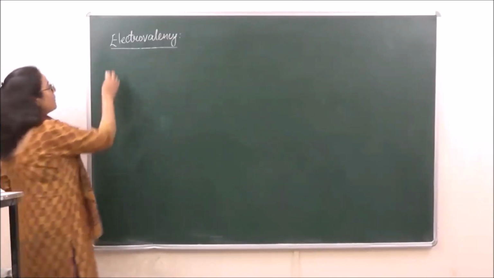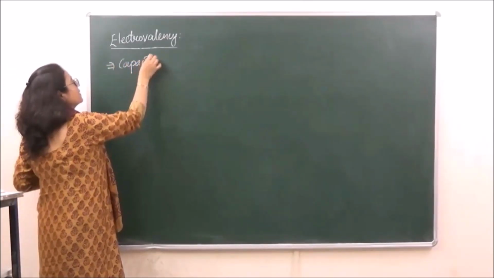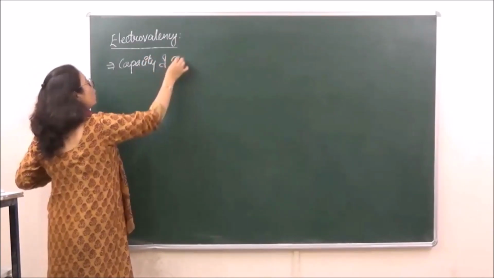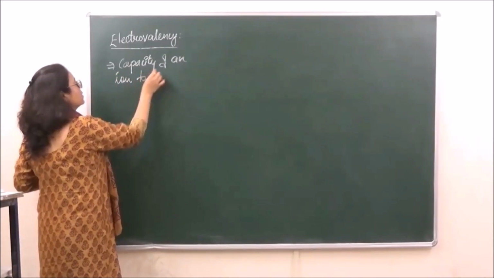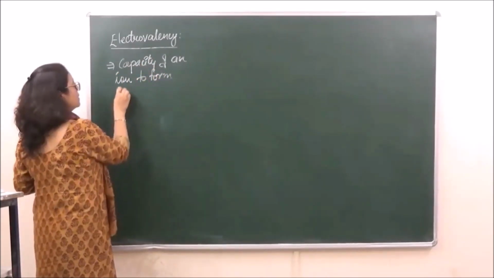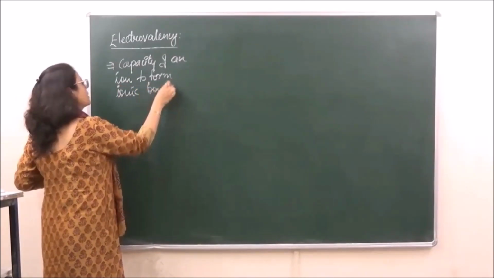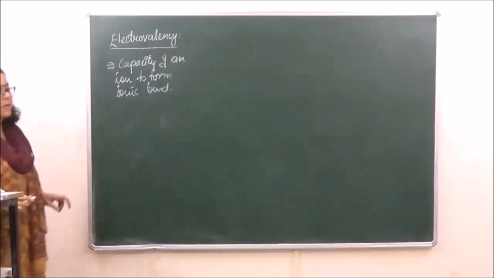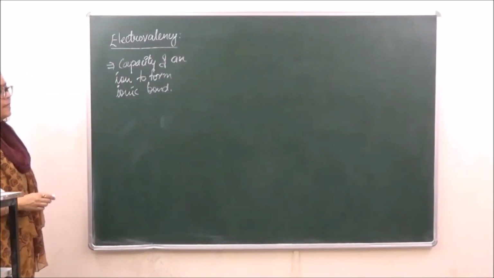Then what do we understand by electrovalency? It is the capacity of an ion to form ionic bond. ठीक है? It is the capacity of an ion to form ionic bond.